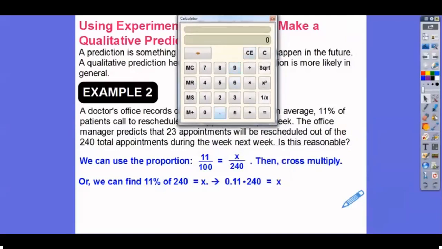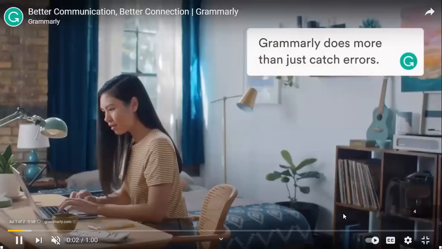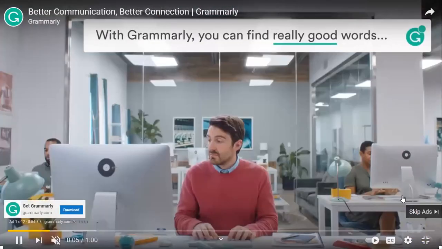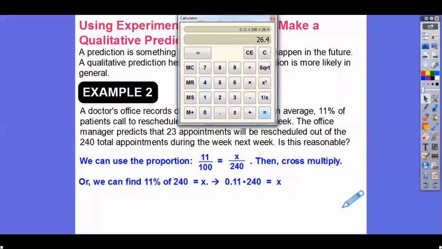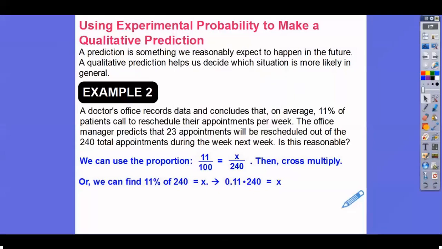But now we want to know 0.11 times 240. It will be how many, grade 7? Is there anyone who calculated? Yes, miss. It will be 26.4, but we will round it down to 26. Very good. So it's 26.4, right? So it's about 26.